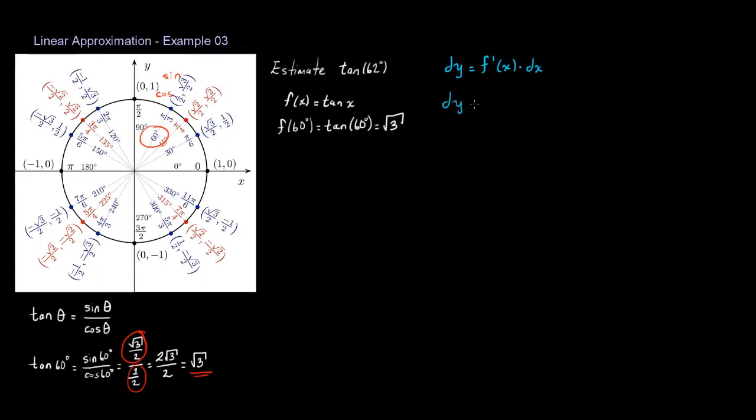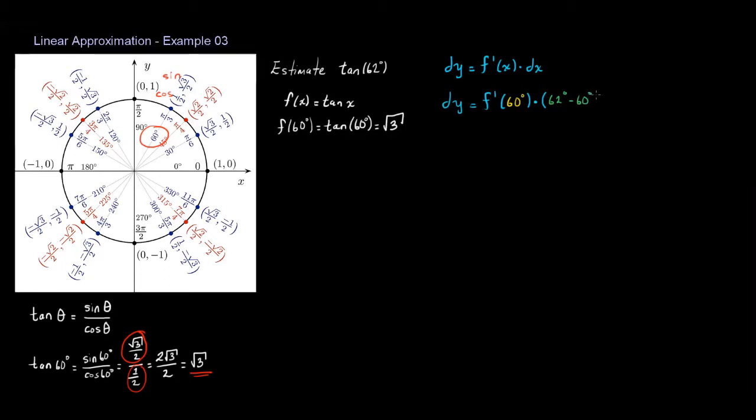So in this case, dy will be equal to f prime. I'm going to use a different color, the green. It will be f prime of 60 degrees times the differential of x. In this case, the differential, we're talking about degrees. Here is 62 degrees, and we are using as a reference the 60 degrees, so it will be roughly 62 degrees minus 60 degrees.